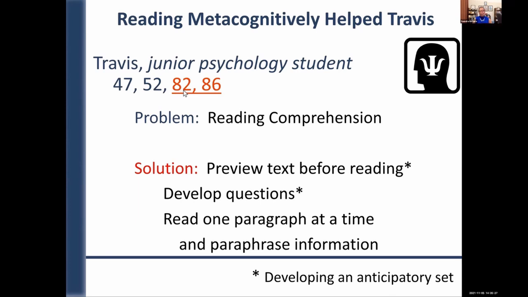And I was shocked because I thought he would make in the low to mid 70s. I figured a 20 point bump from 30 minutes the night before the test was what I was expecting, but he made an 82 and he called me immediately. He said, Dr. McGuire, I made an 82 on that test. And I said, wow, Travis, that's fantastic. If you make higher than an 85 on your next test, I'll take you to lunch.